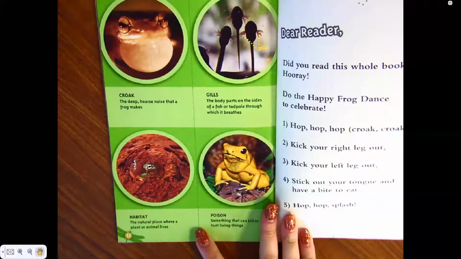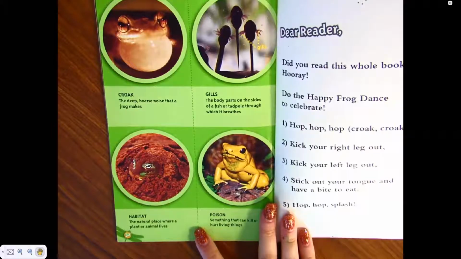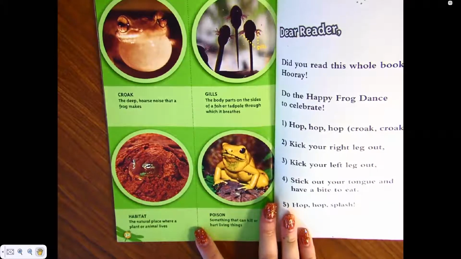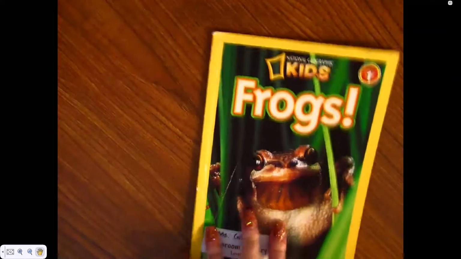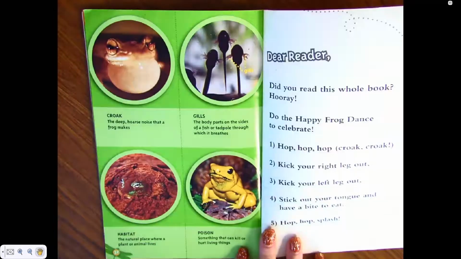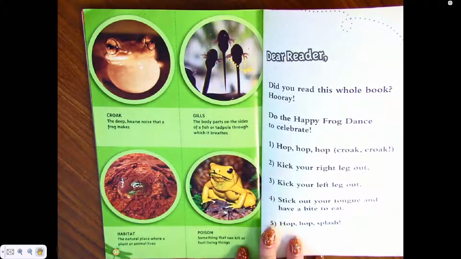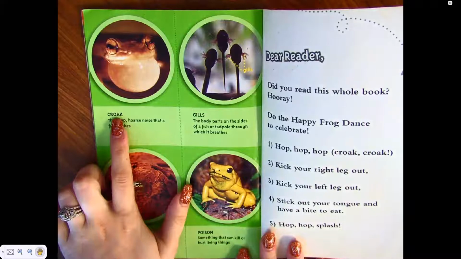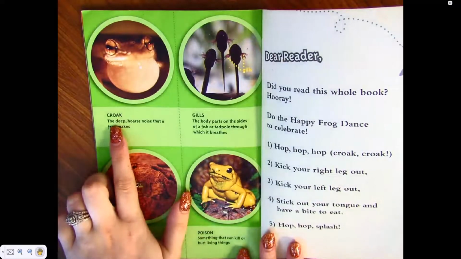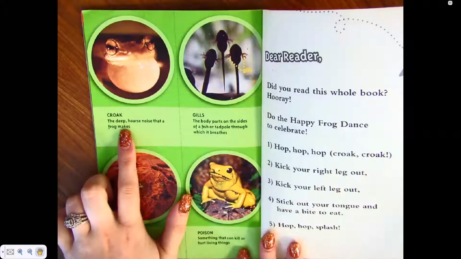Glossary. So a glossary is where you are able to look up words and then their definitions. So in this book, National Geographic Kids About Frogs, this is their kind of version of a glossary. It's a little different because it's not necessarily labeled glossary, but they still have the word croak, and then they have the definition: the deep, hoarse noise that a frog makes.